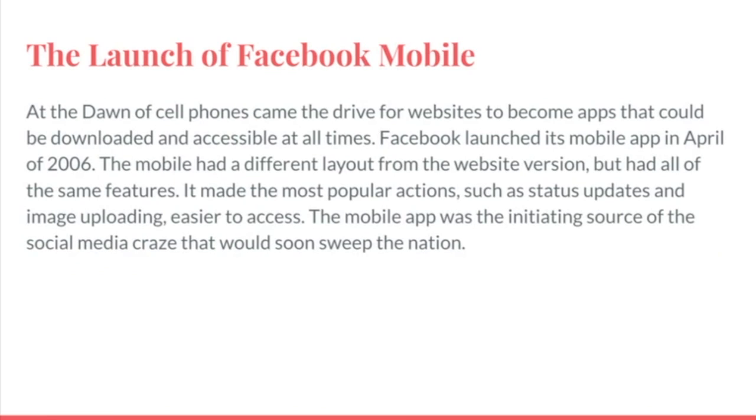At first, Facebook was only a web based system, requiring users to access a search engine before entering the platform. However, at the dawn of the cell phone era came the push for apps. Facebook Mobile launched in 2006, and though it featured the same content as the web version, it was more user friendly. Facebook can be noted as the first major social media app that would begin the next craze of the social media world.